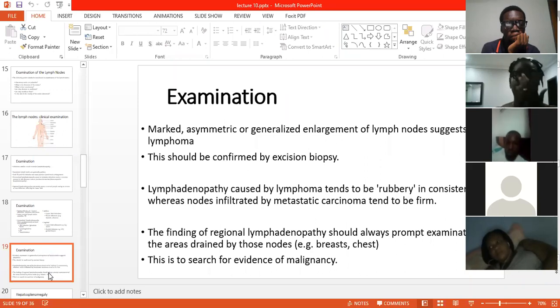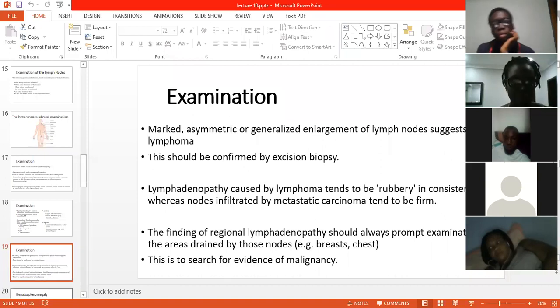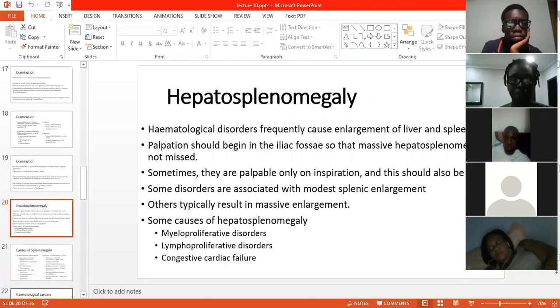And usually a lymphoma is indicated by the rubbery nature of the lymph node. When you examine the lymph node and you palpate it, you realize that it feels rubbery, and usually this tells you that we are dealing with a lymphoma. So we move on to the liver and the spleen. When you palpate the abdomen and the liver and the spleen are enlarged, it is called a hepatosplenomegaly.